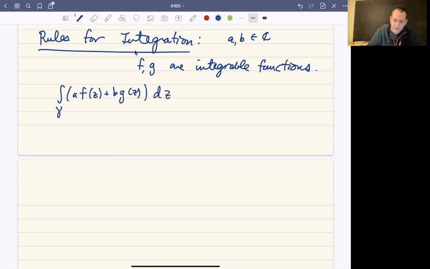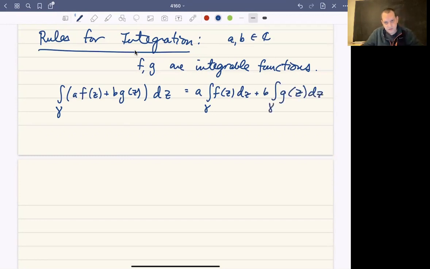how you think it'll work. You can separate the plus in the function here. So it's going to be the integral of af plus the integral of bg, and then you can bring the constants out. So this is a times the integral of f plus b times the integral of g. Okay, so complex integration is linear in the sense of linear algebra, right? If you think of this as a linear operator, this is linear.